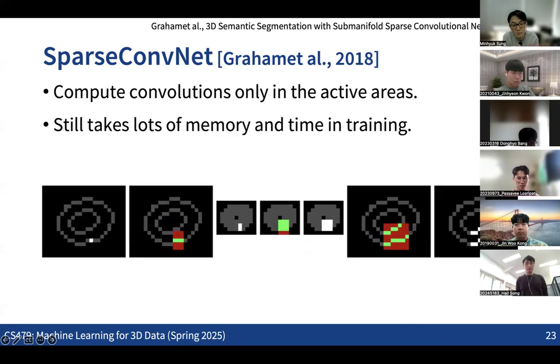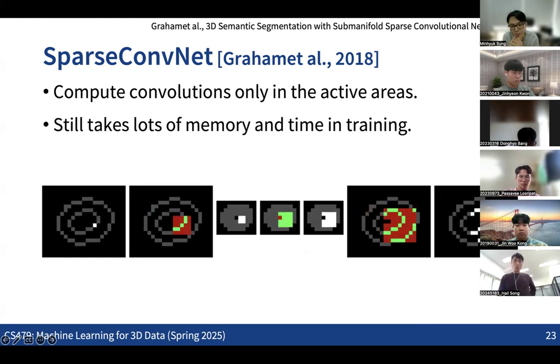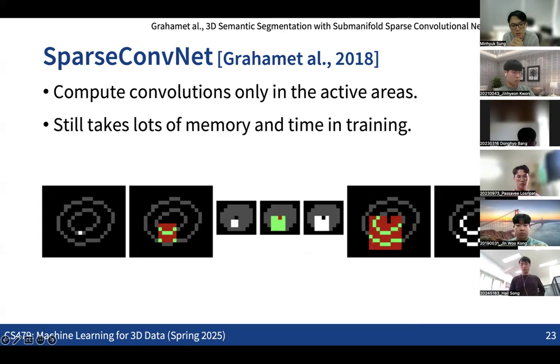So this was quite an effective idea in terms of reducing lots of the waste of computation time in the 3D convolution, but still, having this 3D data is a really redundant representation, also taking lots of memory and time. So that's the issue with the 3D grid representation. Is it clear? Any questions on this?